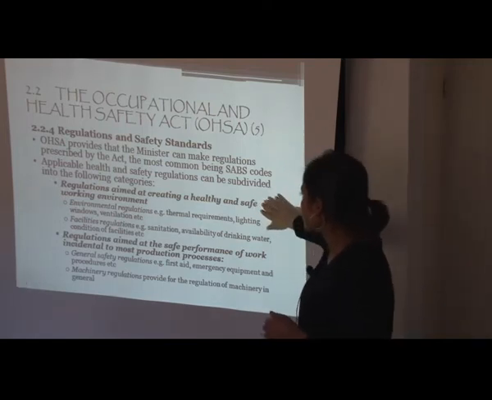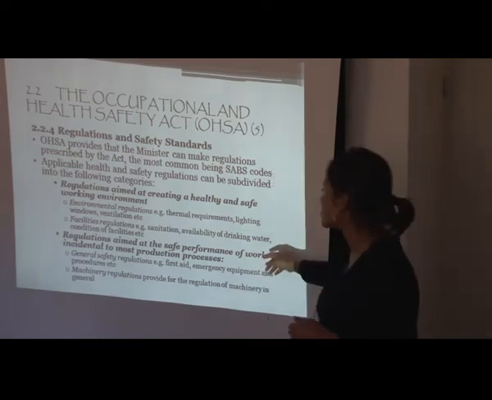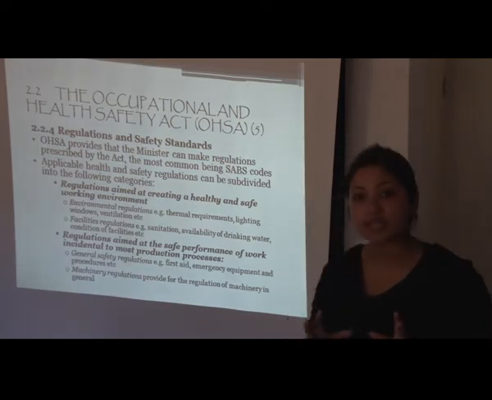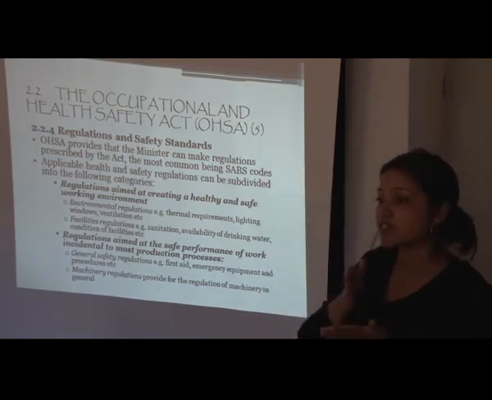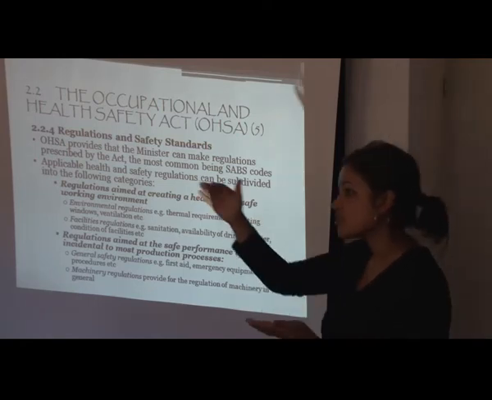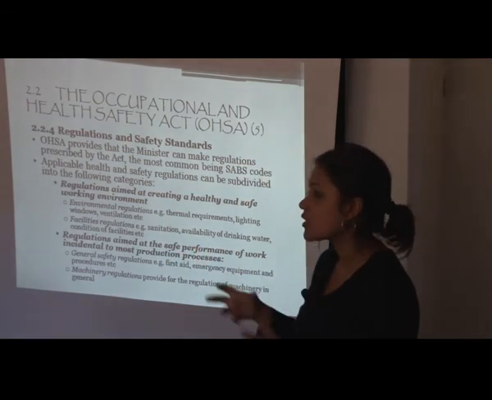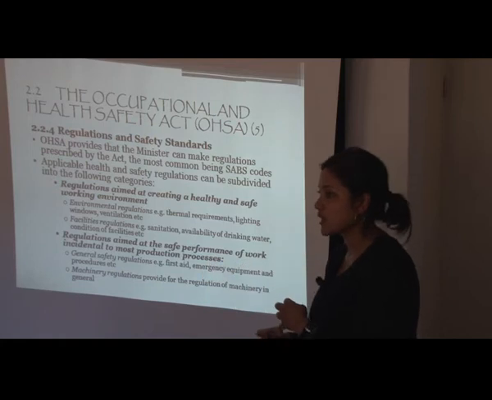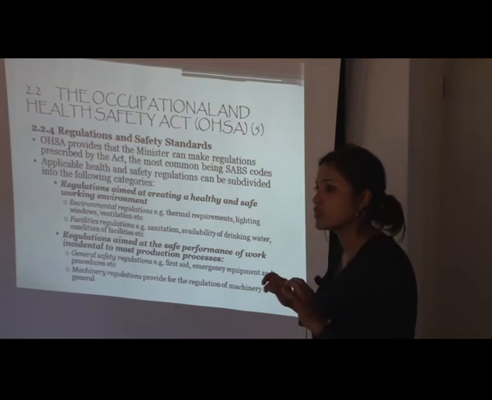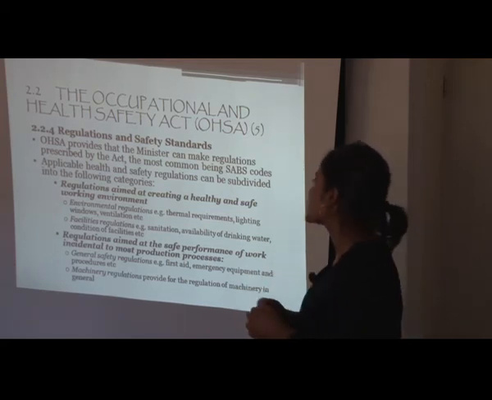Regulations aimed at creating a healthy and safe working environment, and then regulations aimed at the safe performance of work incidental to most production processes. So what the Occupational Health and Safety Act does is guide, should I say, different industries. There will be different regulations for different industries on how to behave, what to comply with, what checks and balances need to be placed, and who would be accountable for what sort of issues. That's essentially what the act aims to do, right?